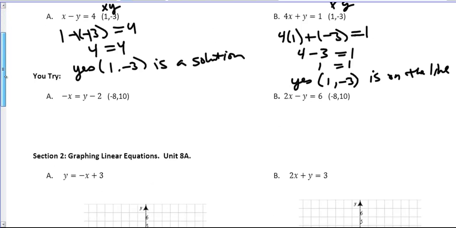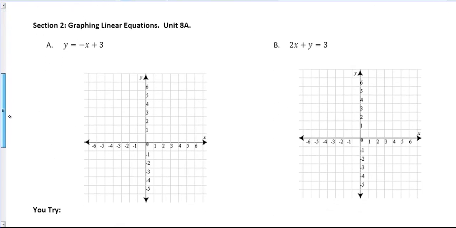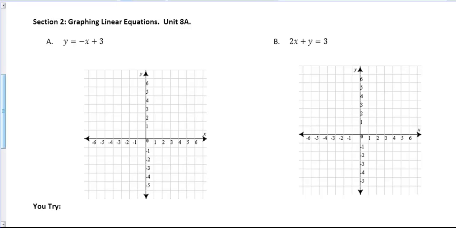In other words. Speaking of graphing, section 2 deals with graphing linear equations. And in unit 8a, we learned two ways to graph linear equations. The first one when y is by itself. The second one was when x and y were on the same side. So when y is by itself, this is known as slope-intercept form.